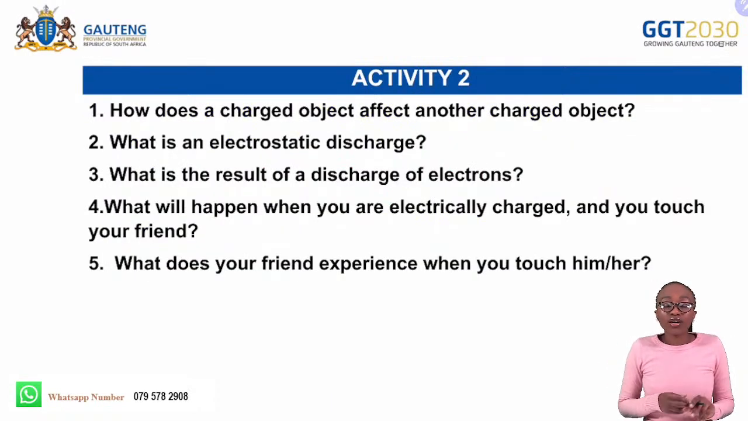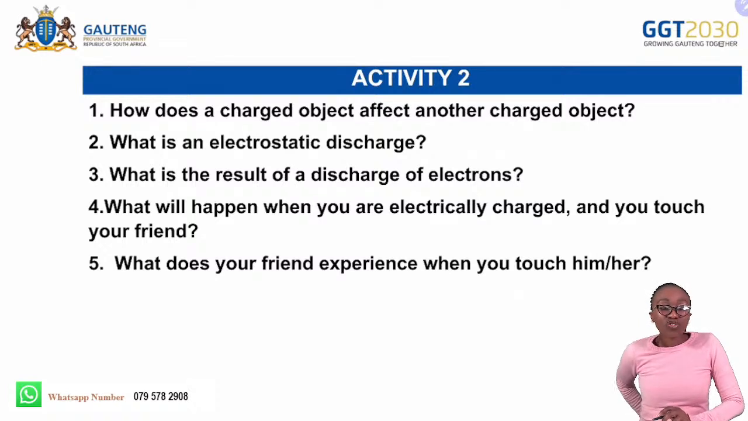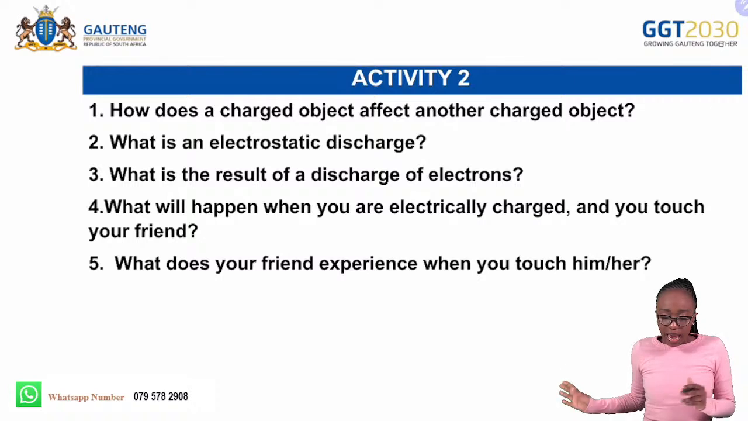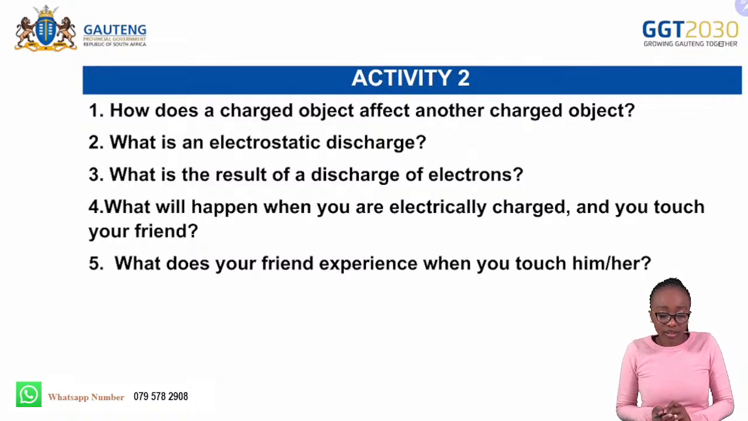So now let's move on to our second activity of the day. The first question is, how does a charged object affect another charged object? What is an electrostatic discharge? What is the result of a discharge of electrons? What will happen when you are electrically charged and you touch your friend? And what does your friend experience when you touch him or her or them? I'll give you 5 minutes to answer these questions.